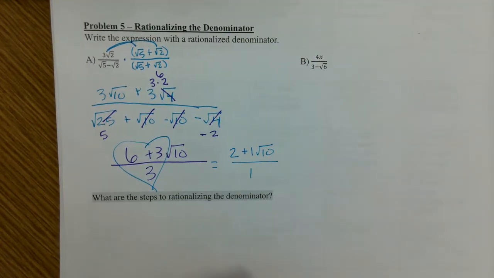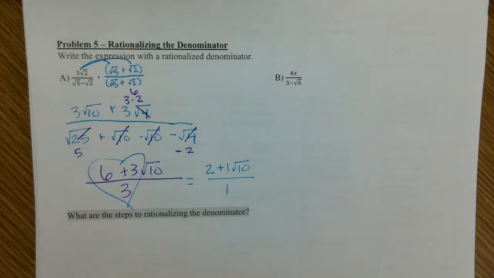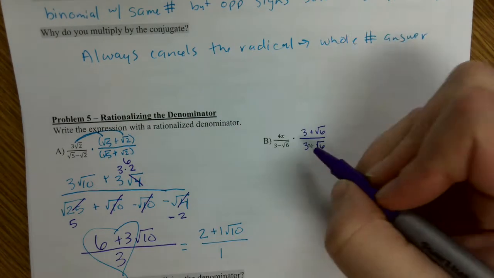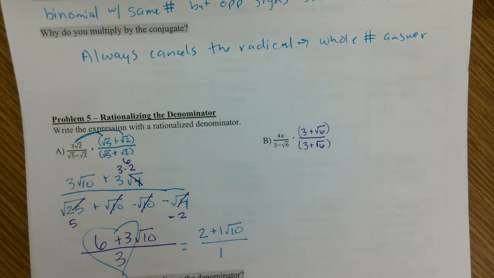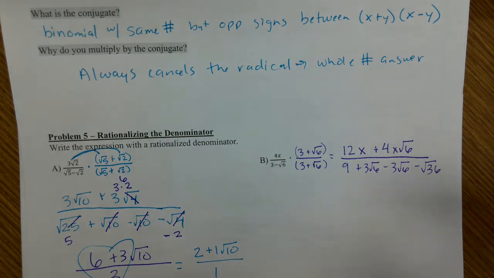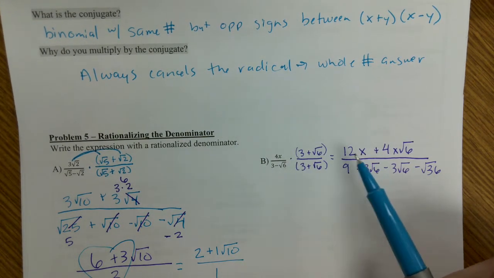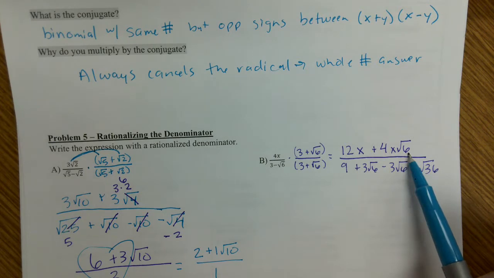I want you to pause and find out what the conjugate is of b and try to multiply through. My conjugate that you should multiply on top and bottom is 3 plus square root 6 on both top and bottom. So now multiply it through. When I multiply on top, 4x times 3 is 12x. 4x times square root 6 is 4x square root 6.